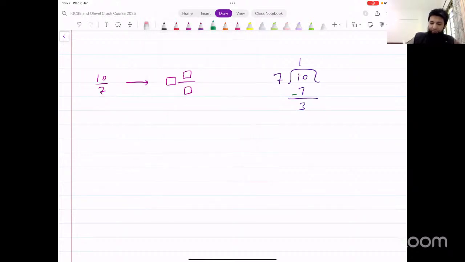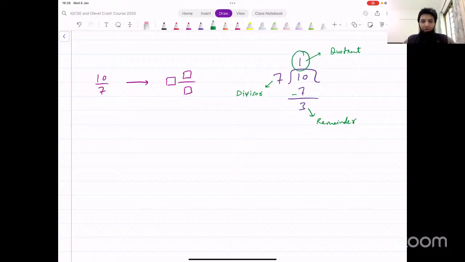Now, this number that you have at the bottom is called the remainder. The number that you have on top is called the quotient. And the number that you're dividing by is called the divisor. Okay? The number on top, that's the quotient. The number at the bottom is called the remainder, what you're left with after division. And you're dividing 10 by 7, right? So 7 is called the divisor.